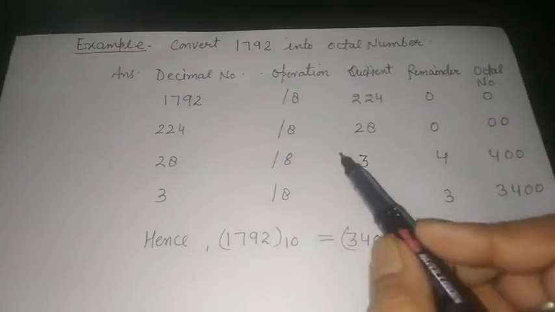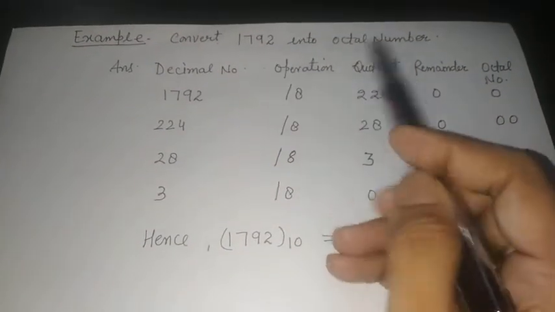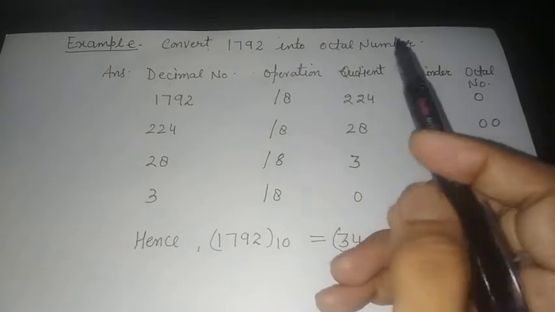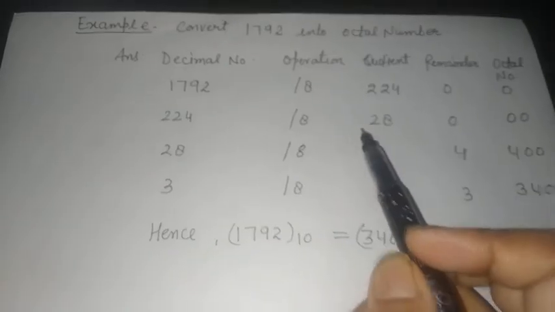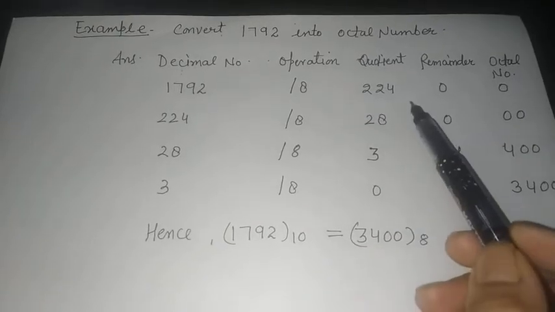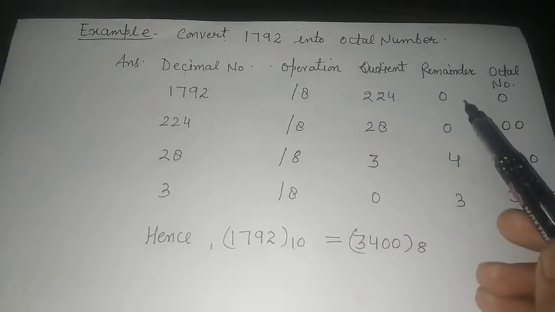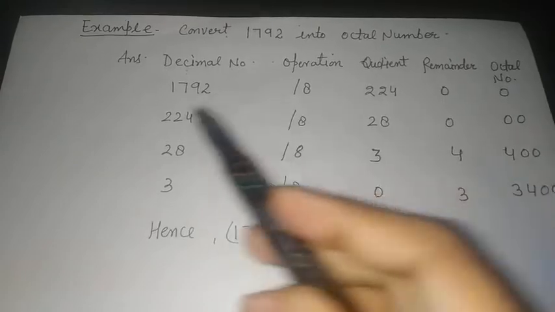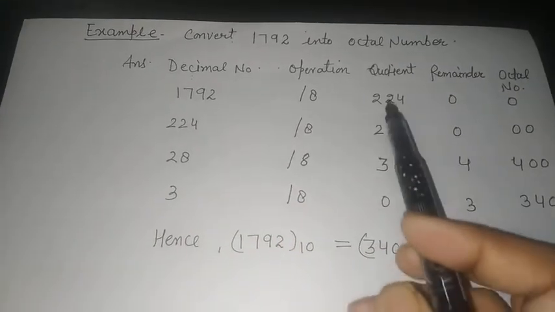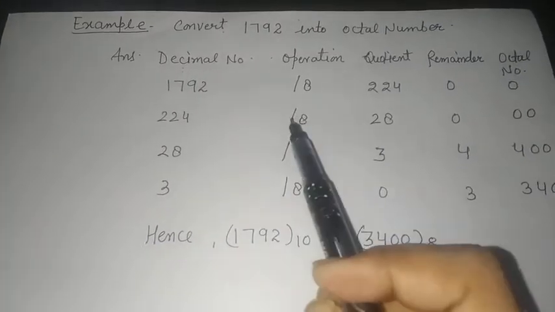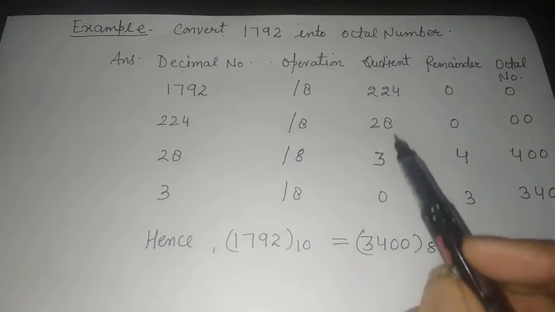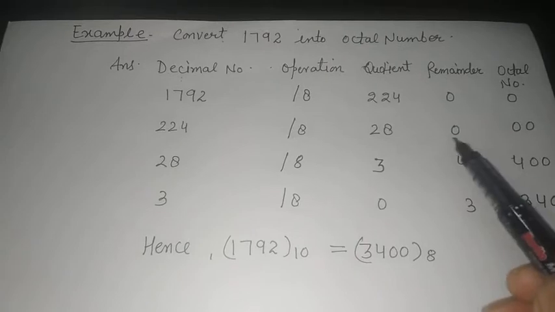Here we take the example of the number 1792, which we want to convert into an octal number. So we take the decimal number 1792. When we divide by 8, we get the quotient 224 and the remainder will be 0. Then the octal number will be 0. When we divide the quotient 224 by 8, the quotient will be 28 and the remainder will be 0.